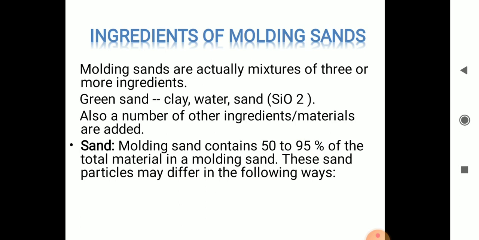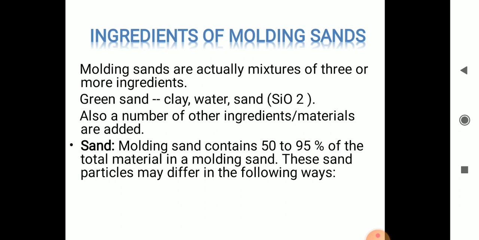Next is ingredients of molding sand. Molding sands are actually a mixture of three or more ingredients: sand, clay and water. A number of other ingredient materials are also added. Sand: molding sand contains 50 to 95% of the total material.